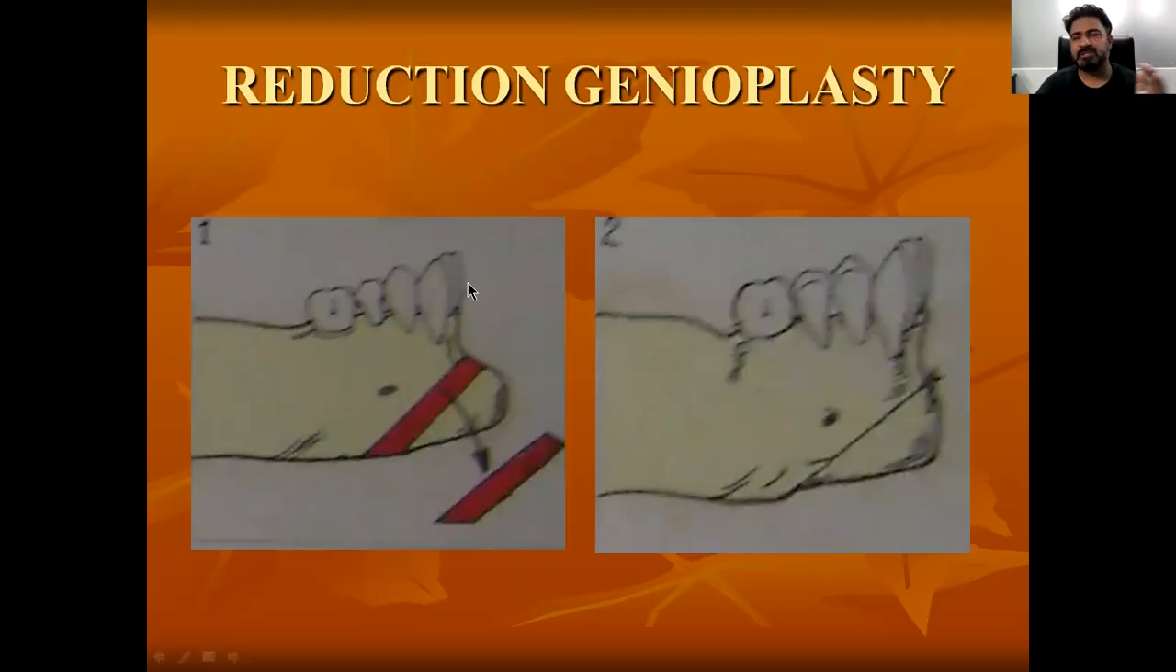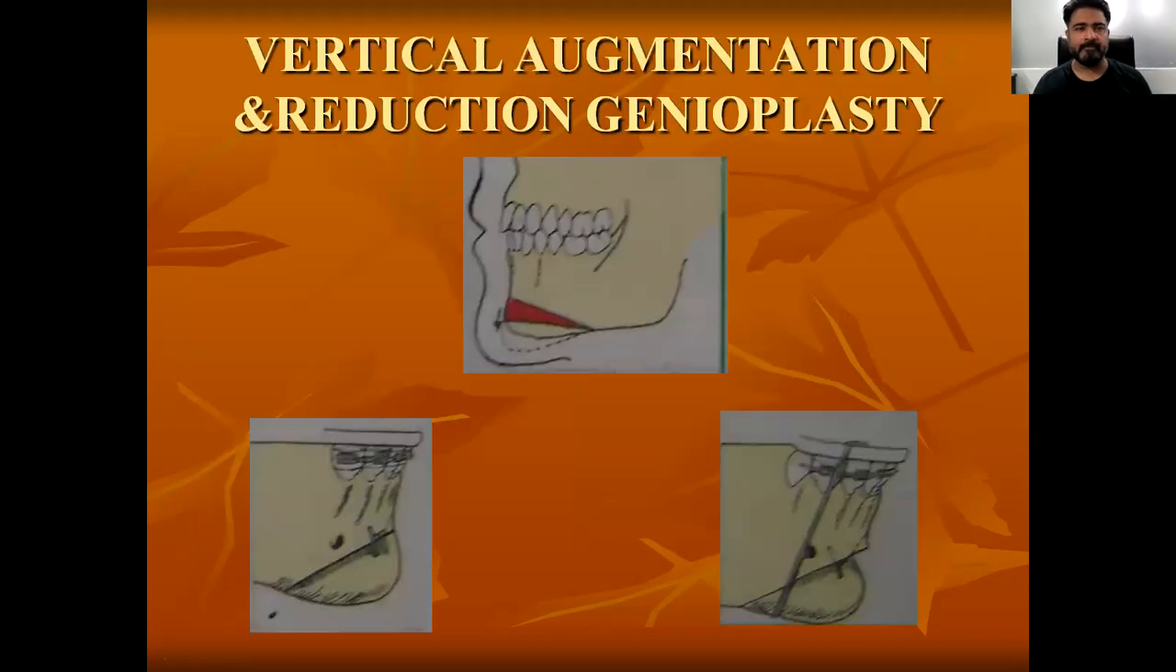See, in sliding genioplasty, for the retruded mandible, we need to protrude it. The chin should be protruded. In reduction genioplasty, already the chin is more. So this part is removed and this is rotated so that the protrusion of the chin goes back. Okay. In vertical augmentation, reduction genioplasties are there.